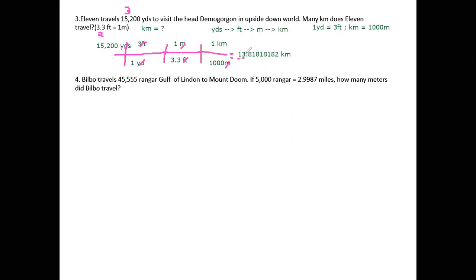So we have the 1, 3. After the 3 is an 818 that continues. So we need to round it to 14. So this is 14 kilometers.